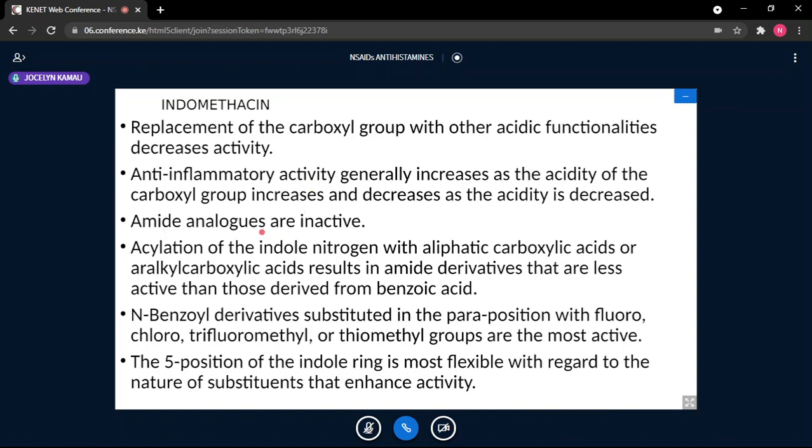Amide analogs are inactive. Amide means the carboxylic acid is converted into an amide. Again, remember, amides are stabilized by resonance, not easily hydrolyzed, and therefore will not readily give us the carboxylic group. Acylation of the indo nitrogen with aliphatic carboxylic acids or aryl acyl carboxylic acid results in amide derivatives that are less active than those derived from benzoic acid.